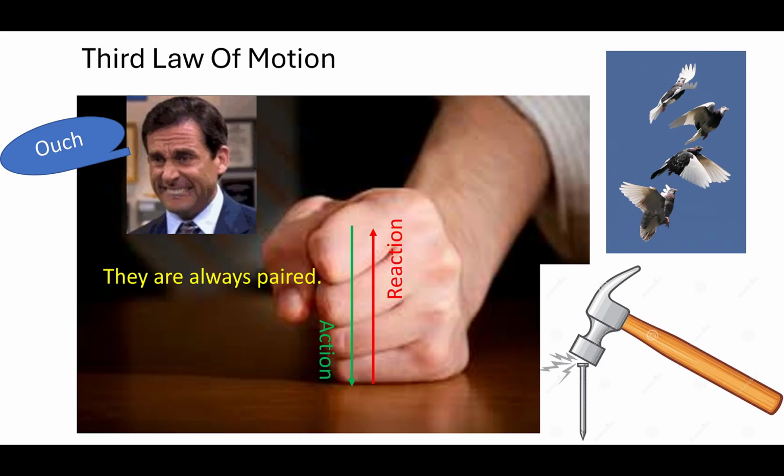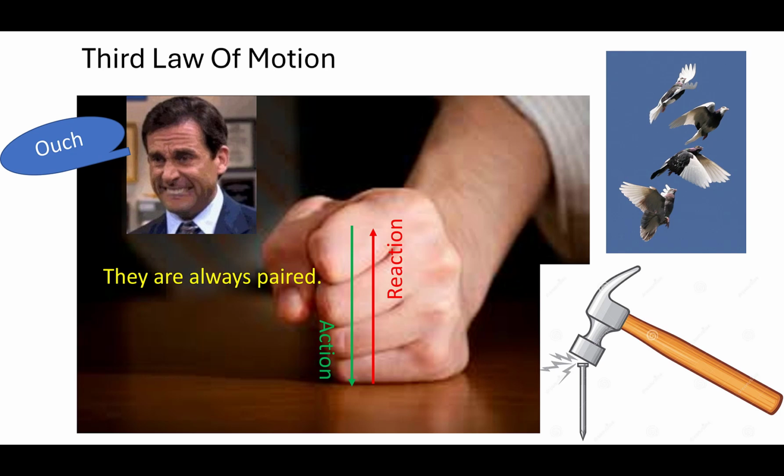Now let's tackle Newton's third law of motion. This one is probably the most well-known. For every action, there is an equal and opposite reaction. So like when I jump, I'm pushing down on the ground and the ground is pushing back up on me with the same amount of force.